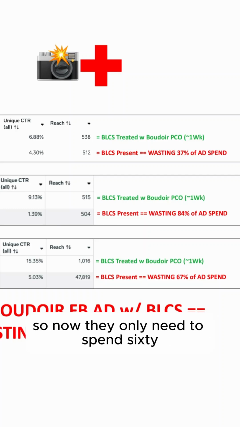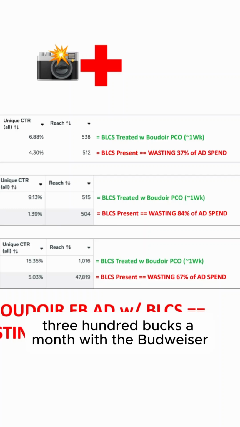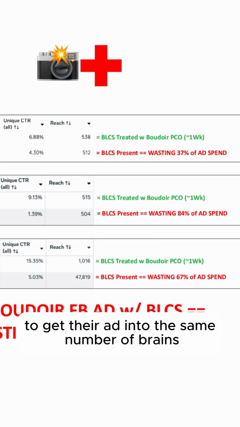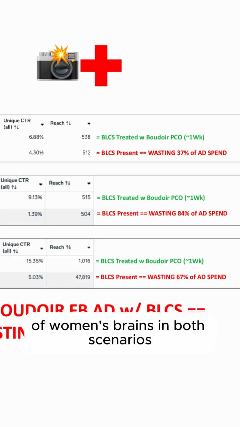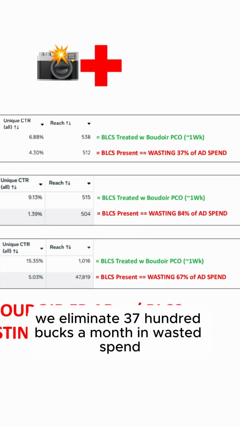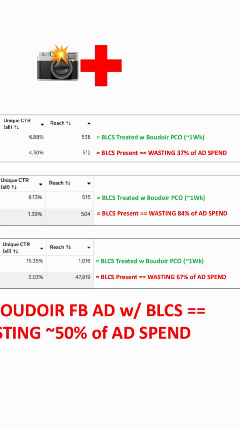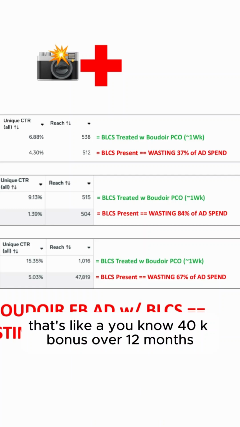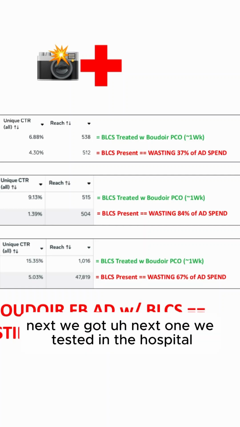So now they only need to spend 6,300 bucks a month with the Boudoir Pico treated ad to get their ad into the same number of women's brains in both scenarios. So we eliminate 3,700 bucks a month in wasted spend, back in the business owner's pocket, back in the Boudoir photographer's pocket. That's like a 40K bonus over 12 months. Next, we've got the next one we tested in the hospital.